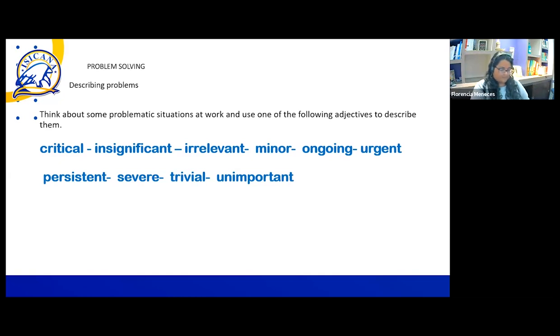Okay, this idea of... did you do this activity that you had to do last class related to the phrases?